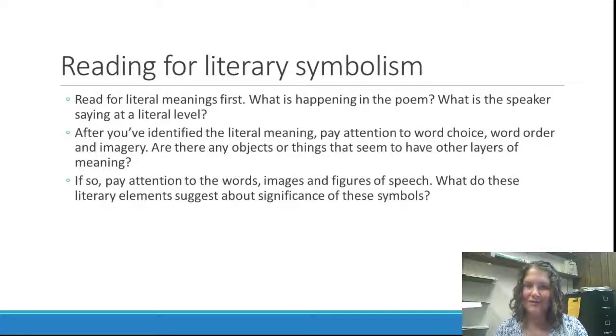So as you read through the poems for this week, I encourage you to go through a similar process. First, ask yourself what's happening at a literal level, and make sure that you understand to the best of your ability what's actually happening in the poem before you try to look too deep. And then after you've identified what's happening at the literal level, pay attention to these other elements and ask yourself if there are other objects or other things that seem to have other layers of meaning. And then once you've identified those things, pay attention to the rest of these literary elements and the rest of the poem, and try to glean, based on these other words and images and figures of speech, what sort of additional significance those potential symbols might have.